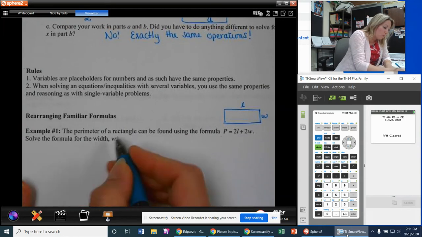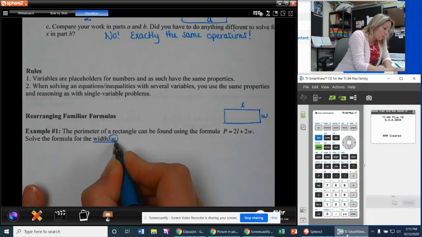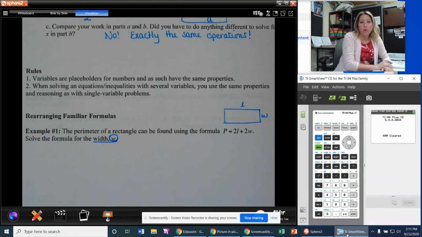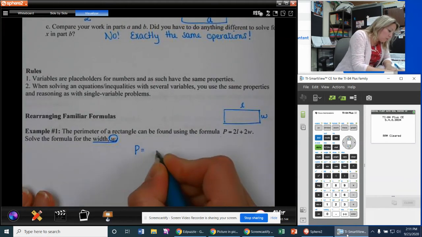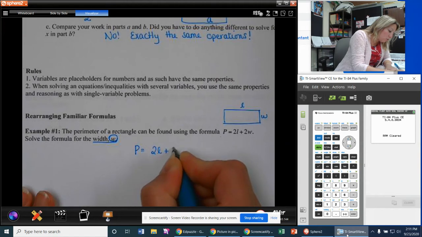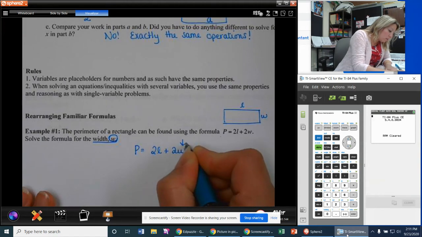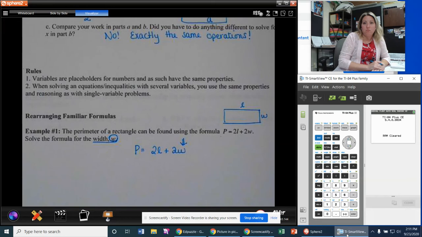We want to solve the formula for the width, which is W. So right here, we're being told which variable to get alone. So in P equals 2L plus 2W, get W alone. That's the one we want to have alone, so just remind yourself of that. Get W alone. Well, how is the 2W currently attached to the 2L?